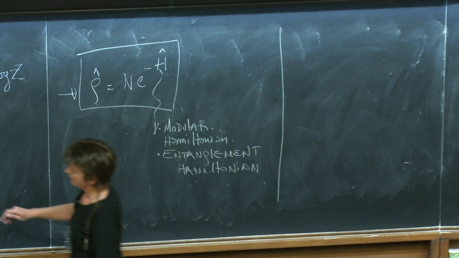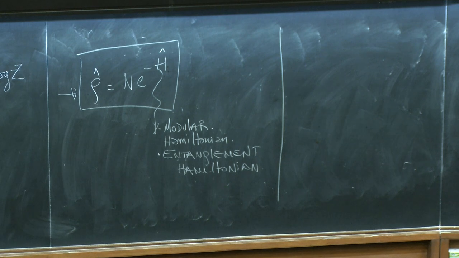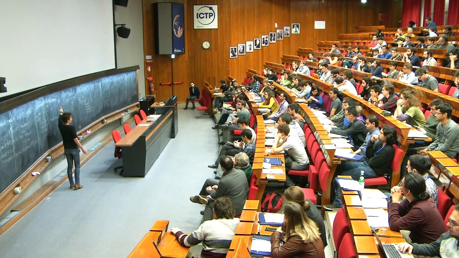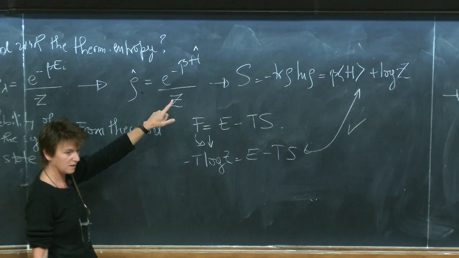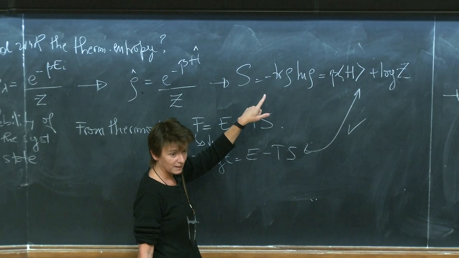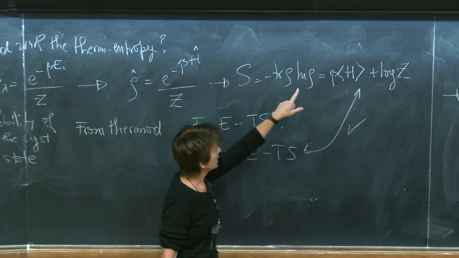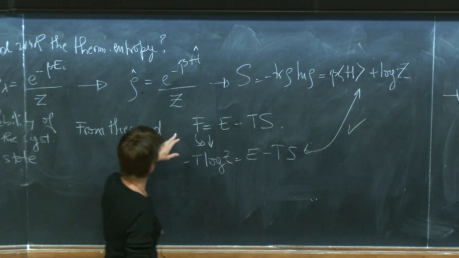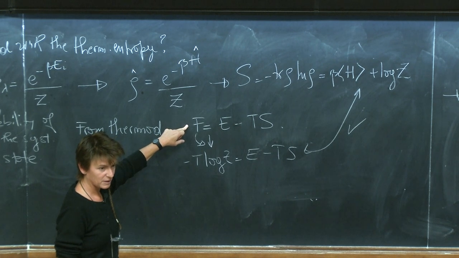Here, this is for a thermal state. For a thermal state, you know that the probabilities are given by this expression here, and as you know, the density matrix is related with the probabilities. So this is the operatorial expression for the density matrix. Once you have the density matrix, you can calculate the von Neumann entropy associated with this, and what you get is this expression here, which is exactly what the second law of thermodynamics tells you.